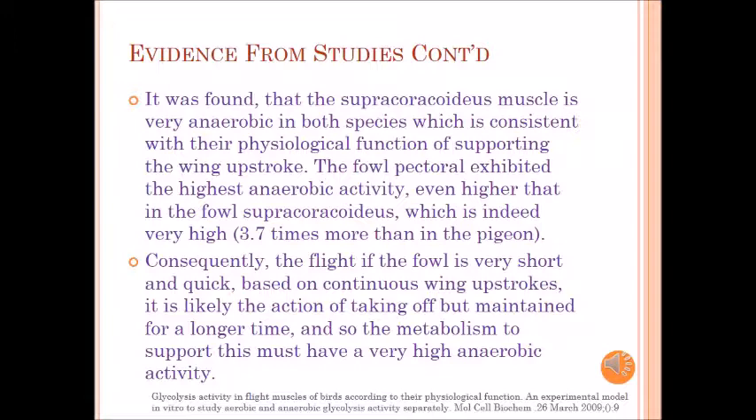Continuation. It was found that the supracoracoideus muscle is very anaerobic in both species, which is consistent with their physiological function of supporting the wing upstroke. The fowl pectoral exhibited the highest anaerobic activity, even higher than in the fowl supracoracoideus, which is indeed very high, 3.7 times more than in the pigeon. Consequently, the flight of the fowl is very short and quick, based on continuous wing upstrokes, like the action of taking off but maintained for a longer time, and so the metabolism to support this must be a very high anaerobic activity.